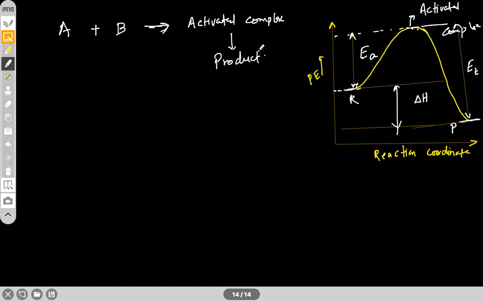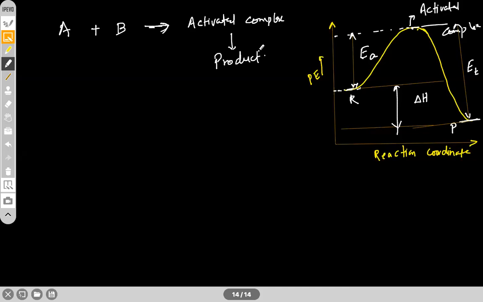The activated complex has the highest energy, hence it is least stable. You won't get the activated complex as the product of any reaction. If it forms and the condition is there, it converts into product, or it converts back into the reactant. So that's the one thing.